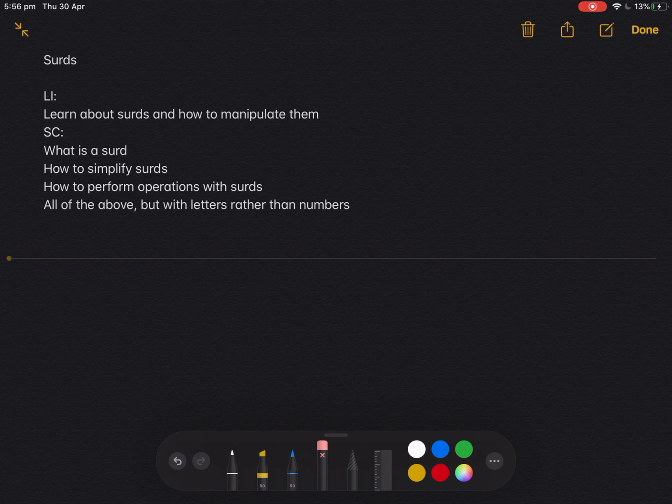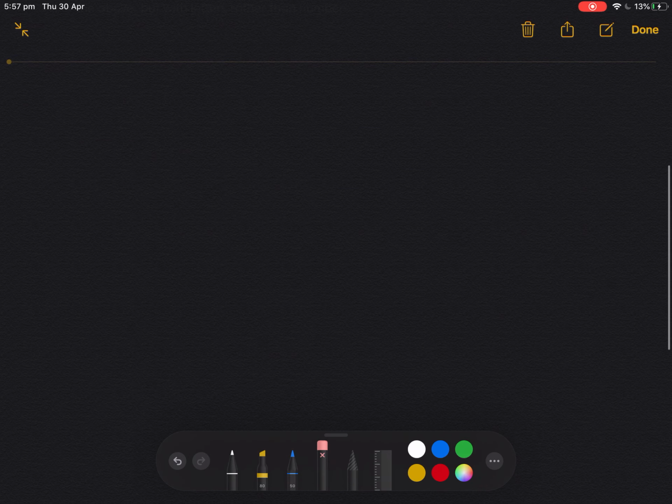Alright, today we're going to learn about surds and how to manipulate them. By the end of this video, and after you've taken some notes and done some exercises, you should be able to tell me what a surd is, how to simplify surds, how to perform operations with surds, that is, add them together, multiply them, divide them, that kind of thing, and all of the above, but with letters rather than numbers. So let's get started.